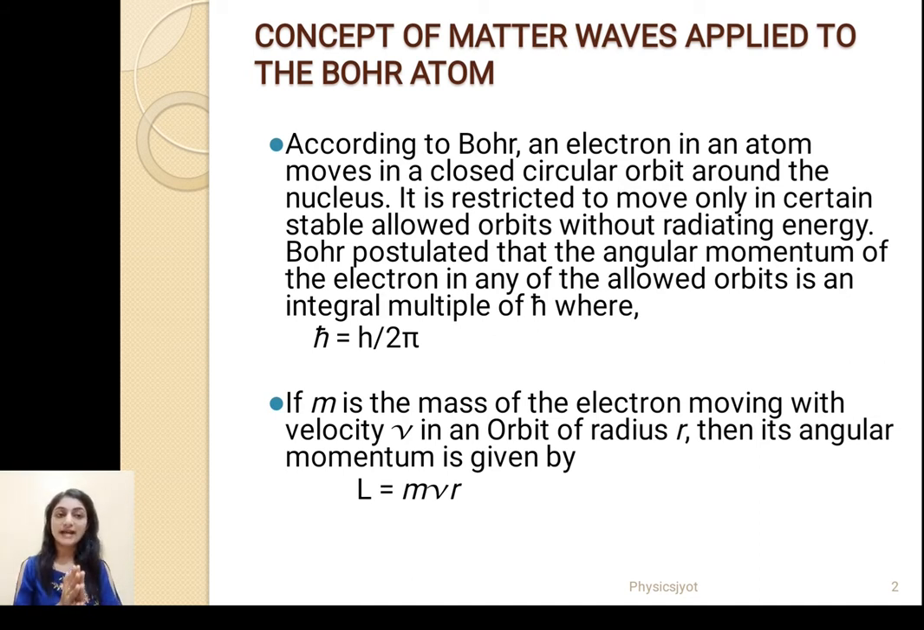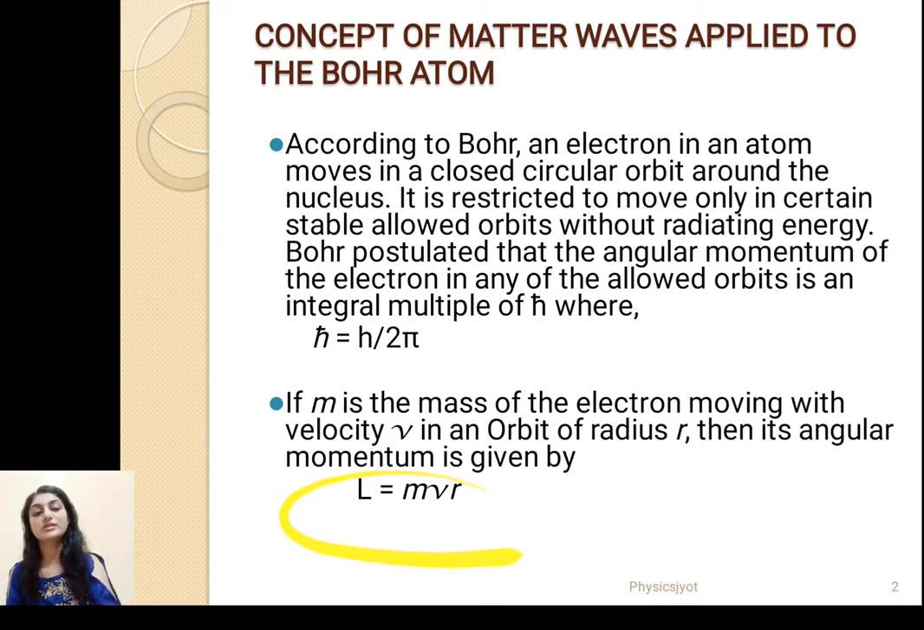Bohr postulated that the angular momentum of the electron in any of the allowed orbits is an integral multiple of h cross. So these are called Bohr's postulates. We know that h cross equals h upon 2 pi. If m is the mass of the electron moving with velocity v in an orbit of radius r, then its angular momentum is given by L equals mvr. We know that L equals r cross p, p is mv, and taking the simple product we get L equals mvr.